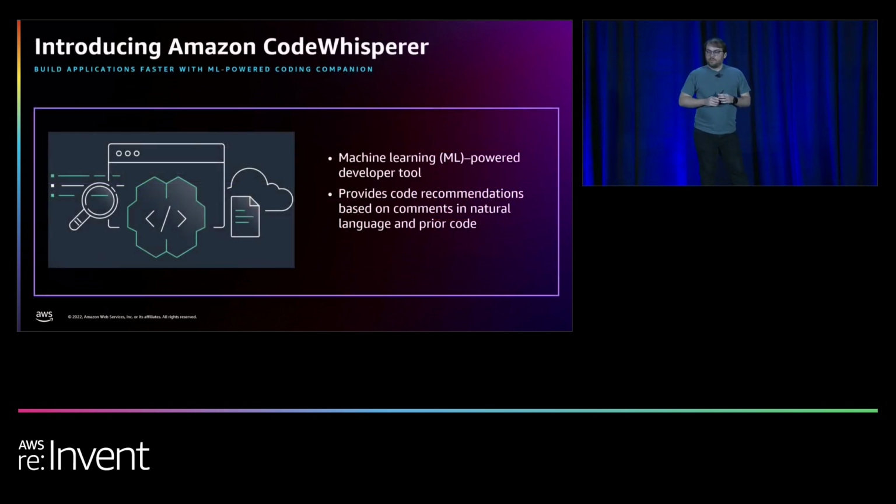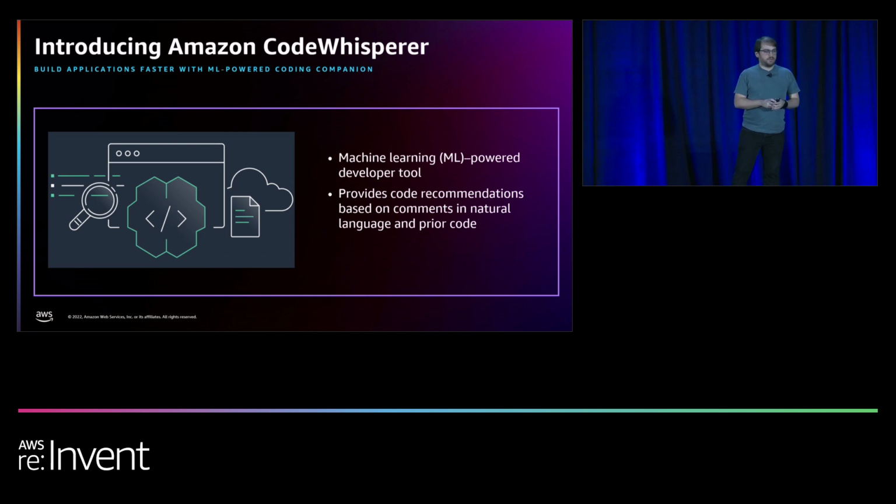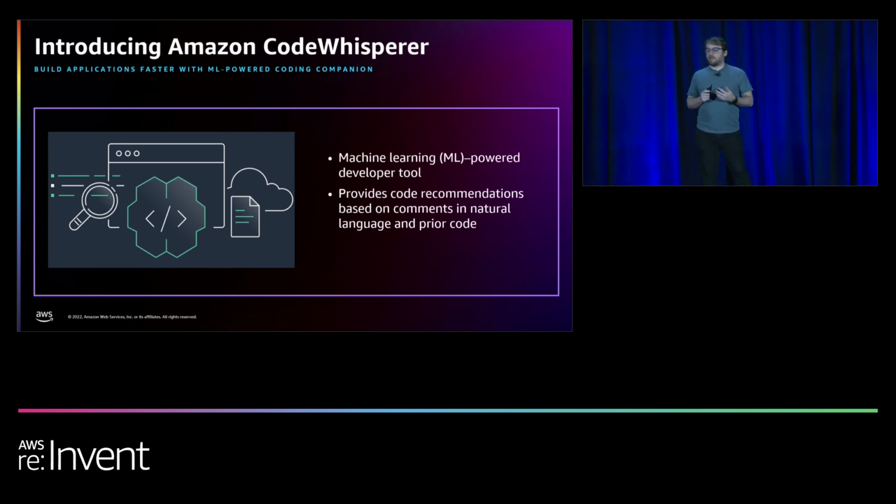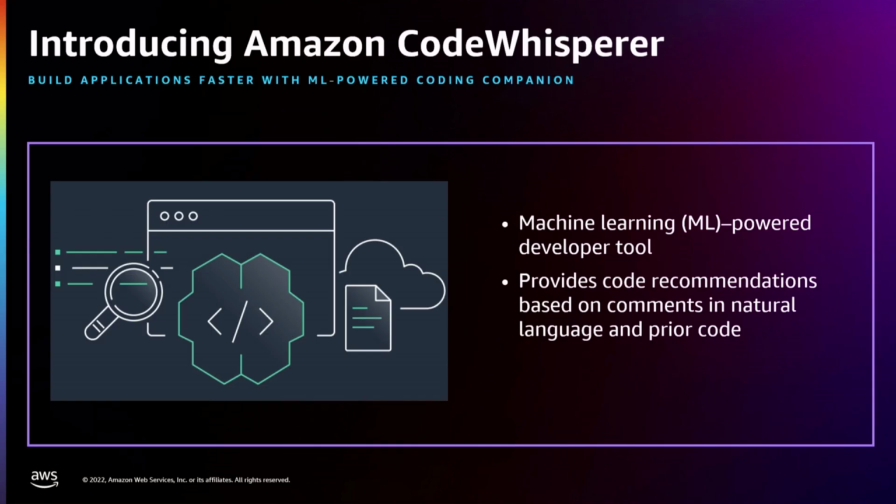That's where Amazon CodeWhisperer comes into play. This service is a machine learning-powered coding companion that we just announced this year in preview. And the idea of CodeWhisperer is to improve your development productivity by generating code recommendations based on the existing code you've got in your IDE and the comments you write in plain English.